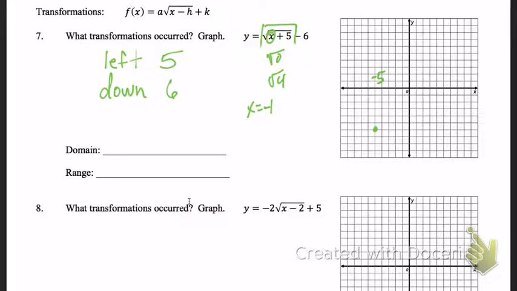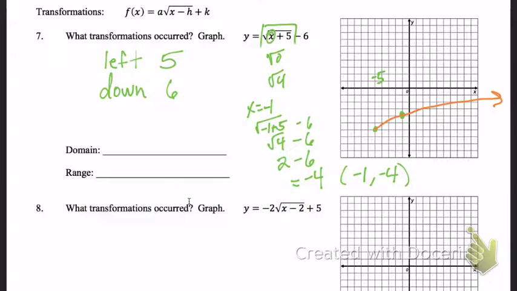So when x equals -1, so the square root of -1 plus 5 minus 6 gives me the square root of 4 minus 6. So that gives me 2 minus 6, which gives me -4. So I have an ordered pair at -1, -4. And I will only make you plot 2 points, and then you can just connect the dots, and you kind of know what shape it's going to make. So at -1, 1, 2, 3, 4, here's my next point, and then just connect the dots, and I'll let you be done.